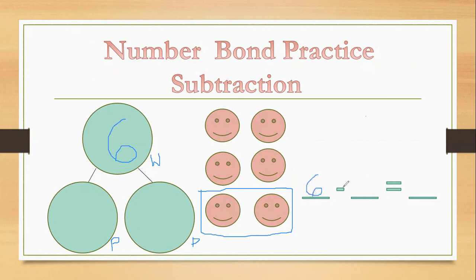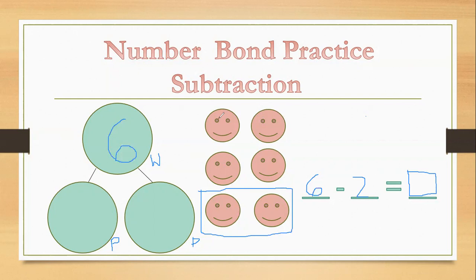So I have my total of 6. I'm taking away 2 smiley faces. So I know 6 minus 2, we need to figure out that mystery number, right? Our mystery box, we need to figure out what 6 minus 2 equals. So think about how I can do that. How am I going to figure out when I took 2 away, how many I have left? Great, I can count up these smiley faces right here.